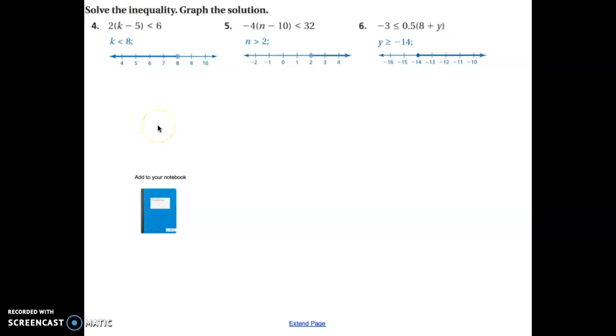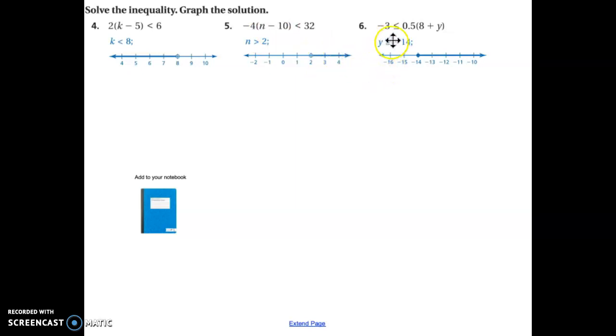All right, so here are some answers for you. K is less than 8, so right away less than, light circle, less light. And then n is greater than 2, again, just greater than, it's going to be a light circle. And then here y is greater than or equal to.